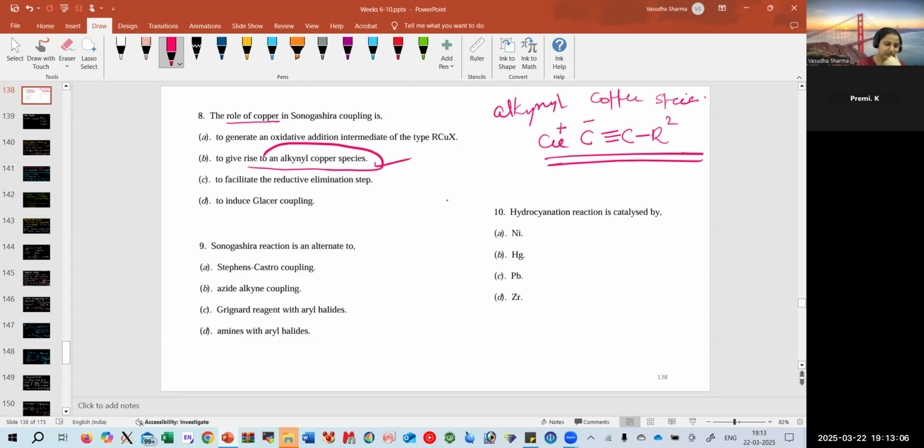Now try the next question, the alternative to Stille coupling. That's a straightforward topic. And the last question is also very straightforward. Hydrocyanation, we just read and we saw the mechanism also. Out of all these metals, which is the metal which actually catalyzes this reaction? Nickel, ma'am. Right. So with that, our problem session is also over.